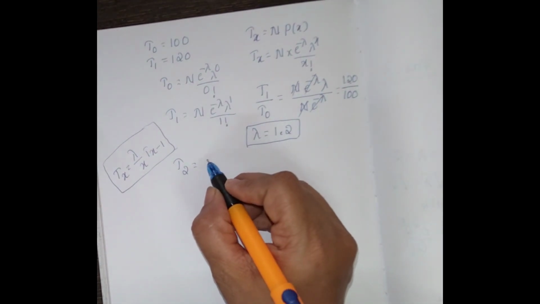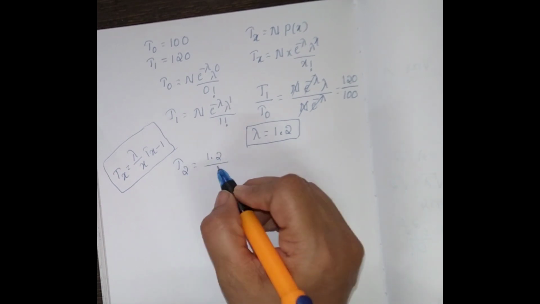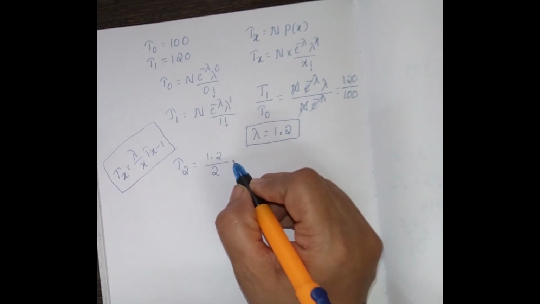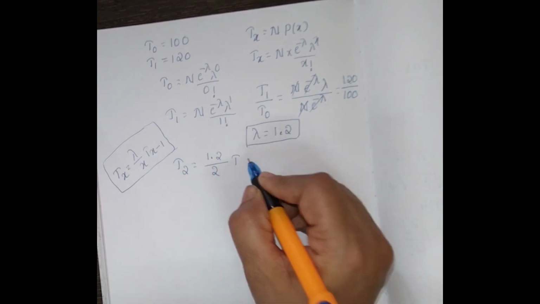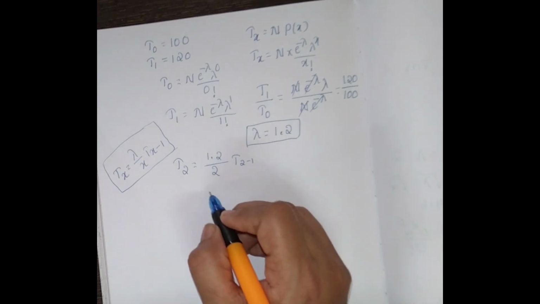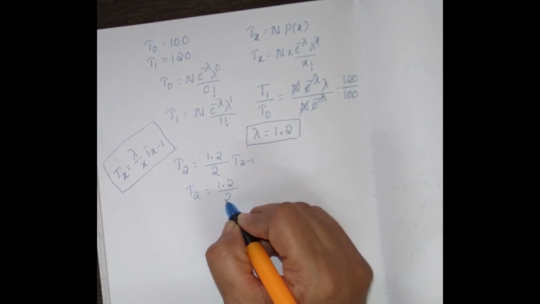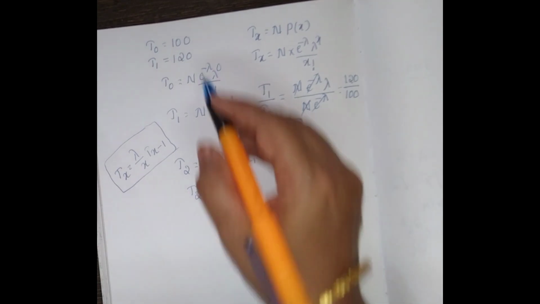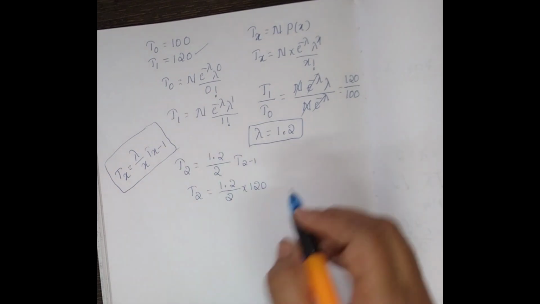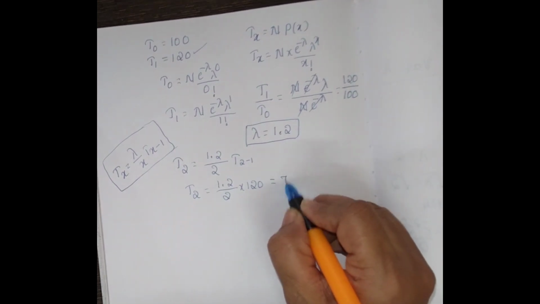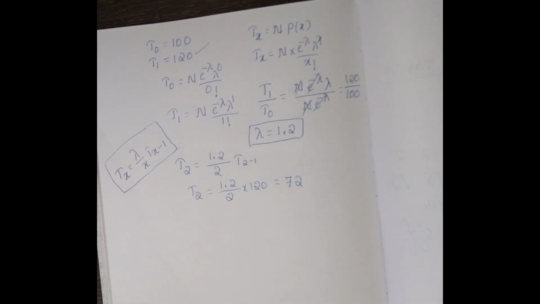According to that, T2 is equal to lambda divided by 2, into T2 minus 1, that is T1. T2 is equal to 1.2 divided by 2 into T1. The T1 value is 120, so 1.2 divided by 2 into 120 comes to 72. T2 is equal to 72.